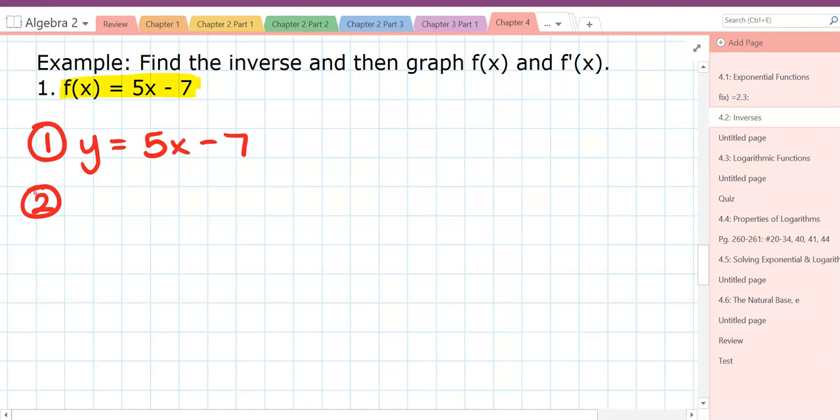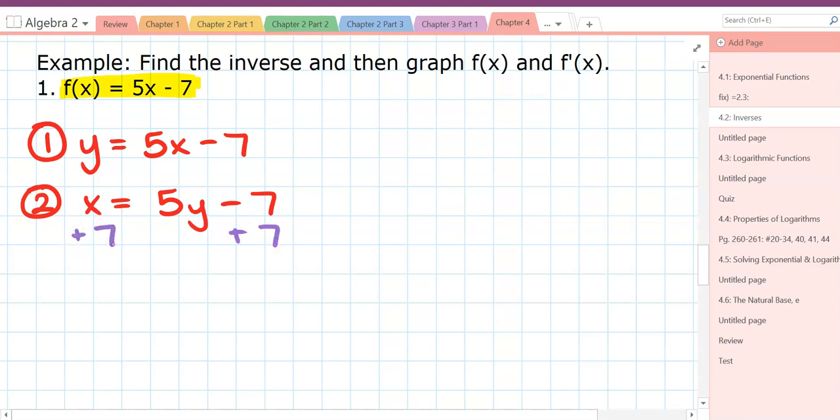Kind of. So you're saying take the y and the x and do what with them? Flip them. Okay, flip your x and your y around. Now solve for y. So the first thing we have to do is what? Add 7.